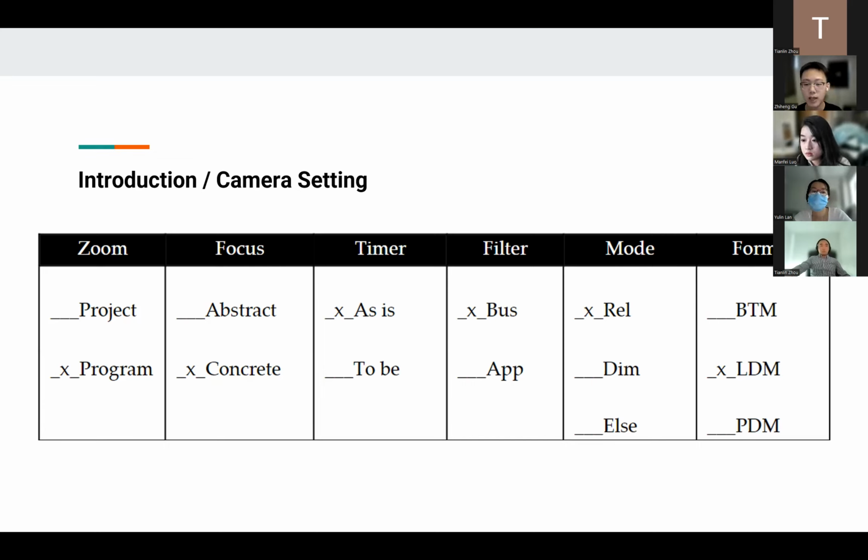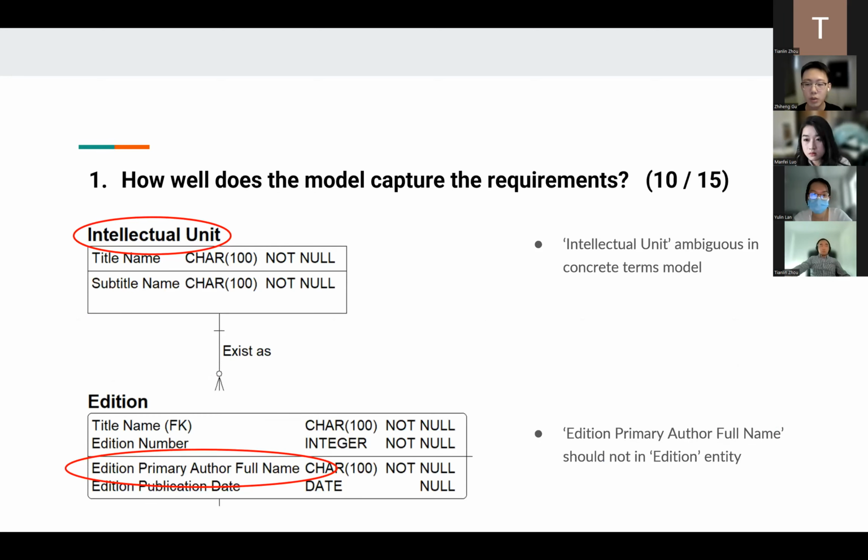Besides, for the mode setting, this is a relational model, and we will focus more on operational systems and care more about the rules inside the system. Lastly, this is a logical data model, so it is independent of techniques, and we only focus on capturing the requirements. In the next part, we will go through our scorecard one by one.